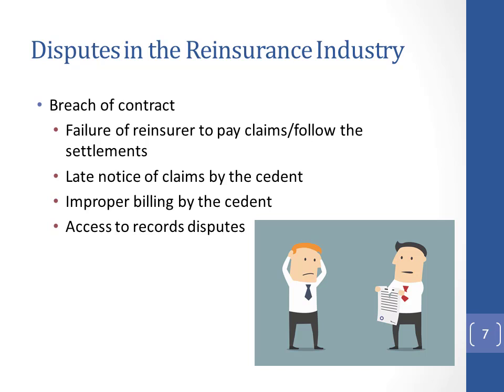The reinsurer may contend that the cedent breached the contract by providing late notice and not complying with the notice provisions of the contract. There may be breach of contract claims for failing to comply with the business covered provisions of the agreement, and that can arise on a premium side or on a claim side. And reinsurers and cedents may have access to records disputes where one party is claiming that the other is not abiding by the provisions of the contract that enable audit and inspection rights.